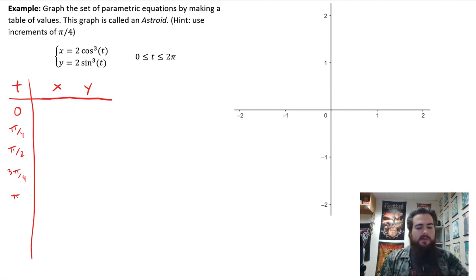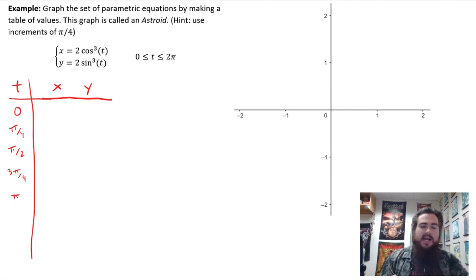Now, in order to evaluate these, a few of these we can do without a calculator, and in fact, we should be able to do all of these without a calculator. But I am going to use a calculator for some of these in order to approximate them to get a little bit of a better decimal. For 0, though, we should not need a calculator.